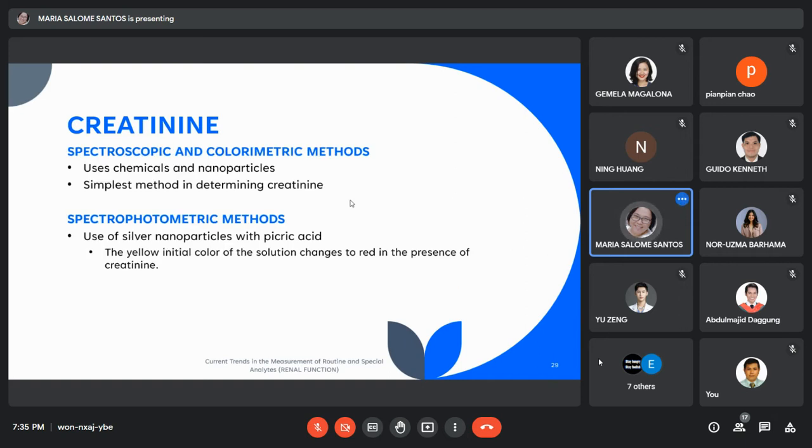So for spectroscopic and colorimetric method, it uses chemicals and nanoparticles and is the simplest method in determining creatinine. For the spectrophotometric method, the use of silver nanoparticle in picric acid yields one of the best results in the spectrophotometric method. The initial color of the solution is yellow and changes into red in the presence of creatinine.